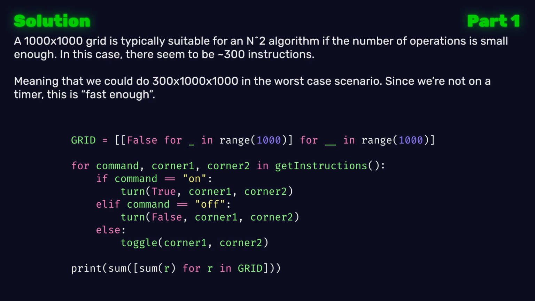Here you will see Python code which highlights a high-level approach for solving this part of today's problem. First, a grid is created. Then, suppose we have a getInstructions function which returns the instructions as a triplet of a command and 2 coordinates. Then we can simply do an if-else construction to either turn the lights to a specific state or to toggle them. At the end, all that's left to do is to go over each row and sum all the values in the columns. Once we have that, we simply sum all the rows and we print the output.